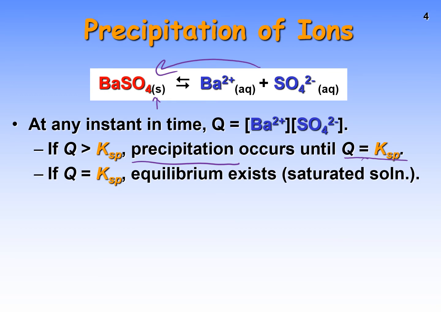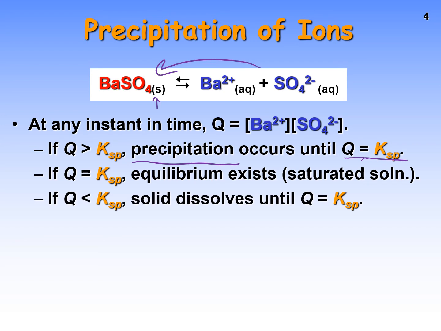If Q is equal to Ksp, we have a saturated solution and we're at equilibrium. Now this is where it gets a little different. If Q is less than Ksp, we don't suddenly have a shift this way. That's technically not really what's occurring. What's occurring is we don't have anything happen really. The solid will dissolve until we reach Q equal to Ksp.